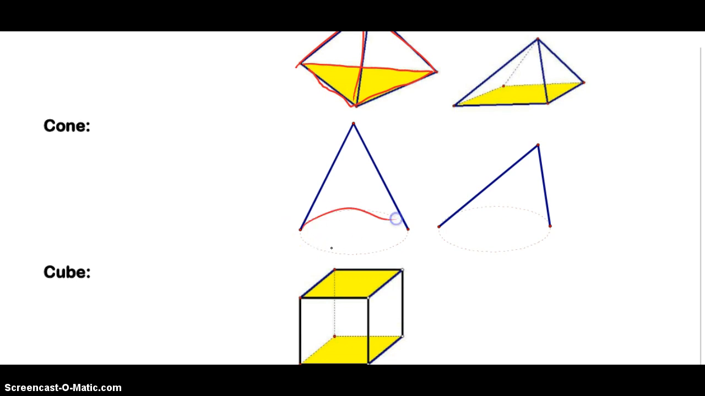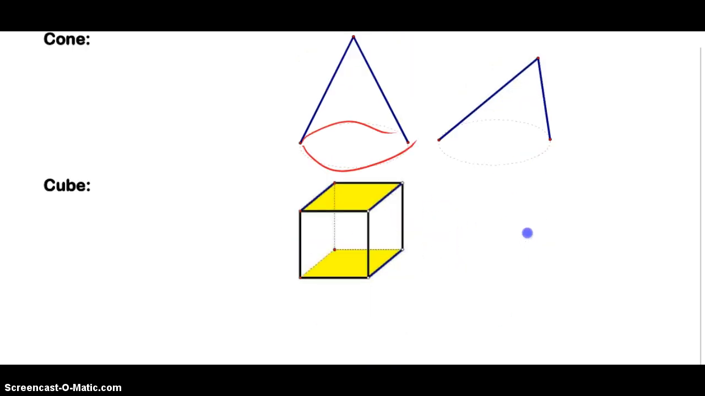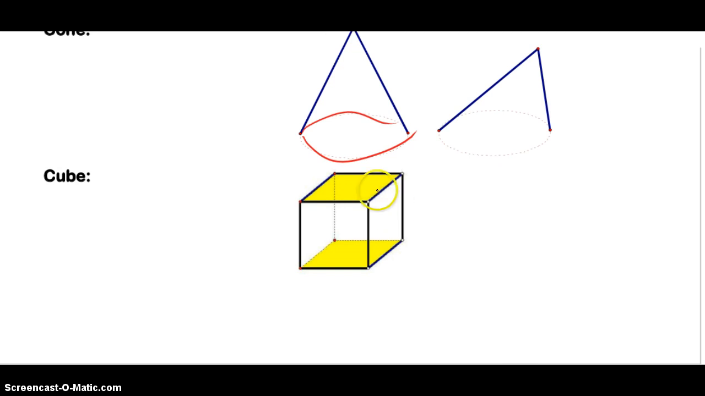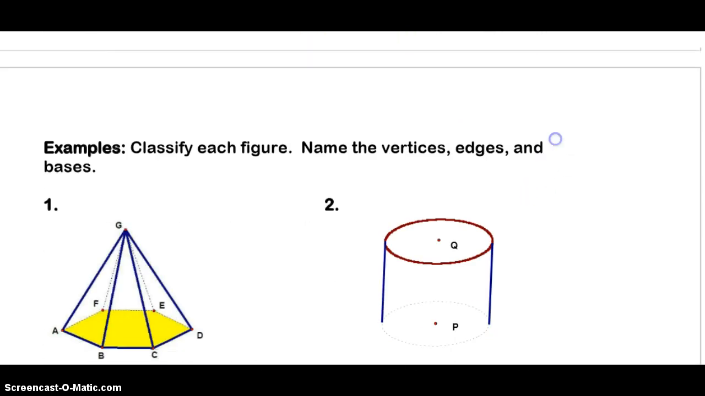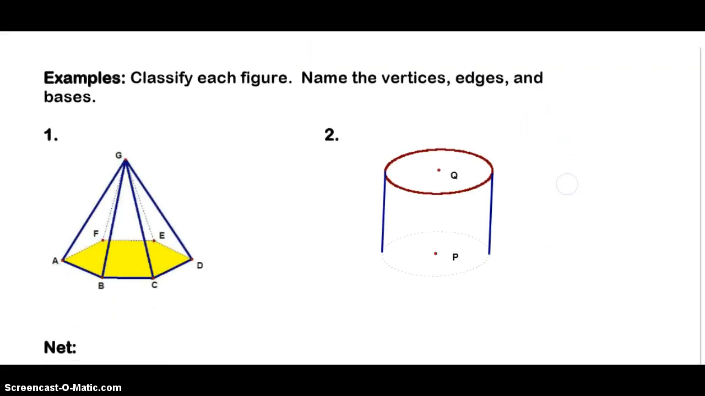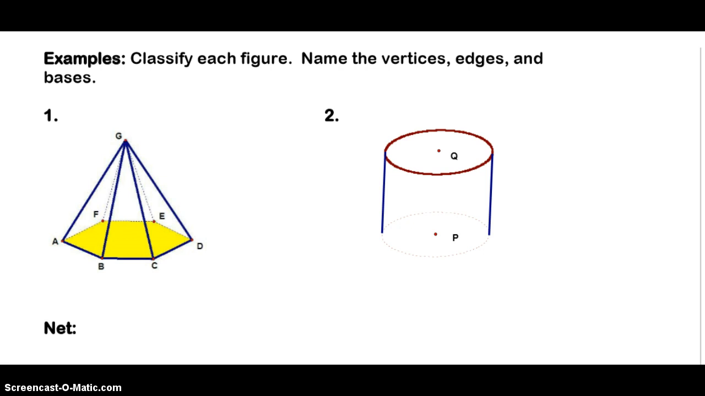Cones, you all know what ice cream cones look like, so there are the cones. And then a cube is basically, don't call this a square, this is a cube. And a cube is kind of made up of lots of squares where each edge is exactly the same size. So all of these edges are exactly the same length. Okay, so classify each figure and then name the vertices, edges, and bases.